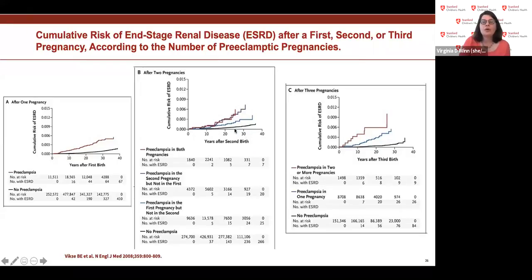If you look in women who've had 2 pregnancies, the risk of end-stage renal disease is predicted most strongly by the second pregnancy, or both pregnancies have the highest risk. If they had preeclampsia in the first pregnancy, but not in the second, it's still elevated, but not to the same degree. And you see that same pattern with increasing pregnancies.